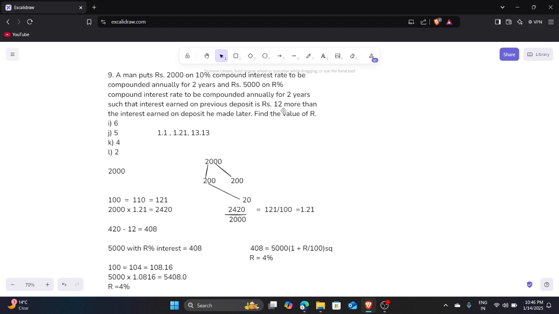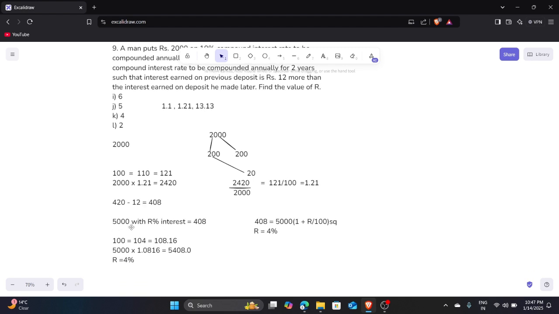Now what the question says is that the interest earned on the previous deposit is 12 more than the interest earned on the deposit he made later. It means he gets 12 more money on the first deposit. So we get the 420 interest after subtracting 2000, and we also subtract that 408, the interest they get on 5000 in 2 years. In this type of question, you can use the formula also, you can do hit and trial also. I think hit and trial is the best.